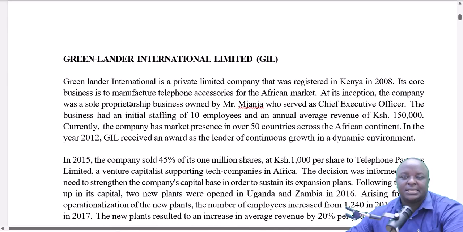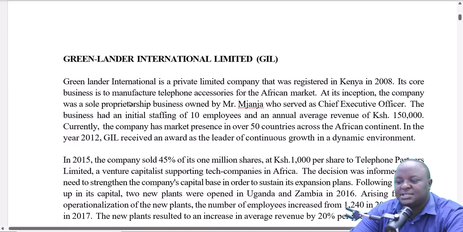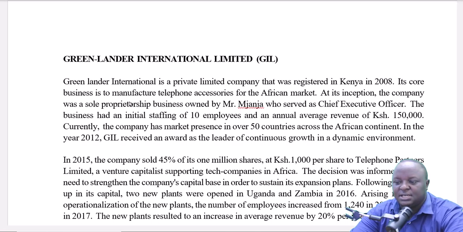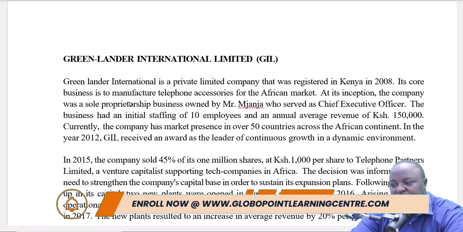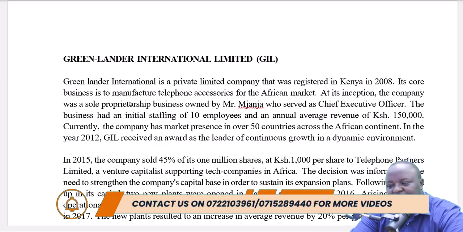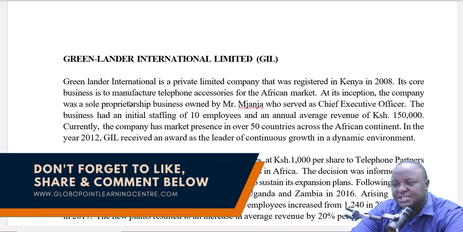We have a case study, and I'll take time to read through this case study so that we are able to understand what the case study is saying for us to be able to answer the questions that are coming before this case study. The case study is in line with the Greenlander International Limited, which is abbreviated as GIL. It's a bit detailed, but I think I will get some time to go through so that it sets the basis for us answering the questions.